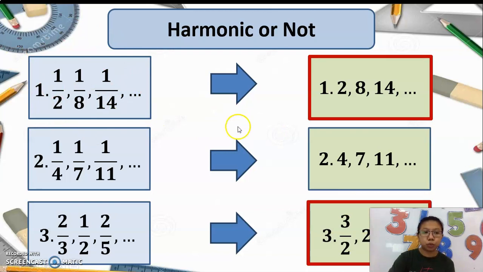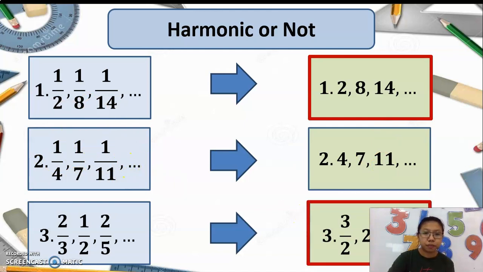And then number 2 is not an example of harmonic sequence. So why? Because for number 2, when we get the reciprocal, we will have 11 minus 7 is 4, while 7 minus 4 is 3. So we have different common differences. So therefore, it is not an arithmetic sequence. Therefore, the reciprocal is not a harmonic sequence.